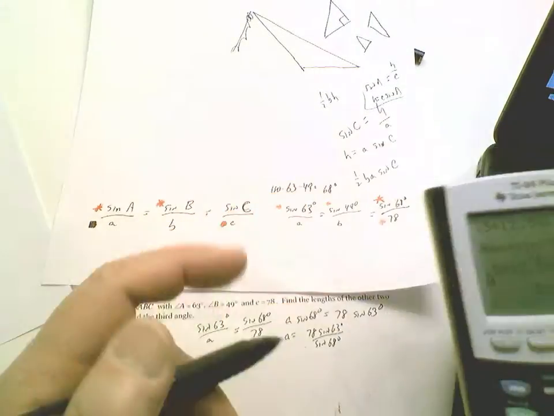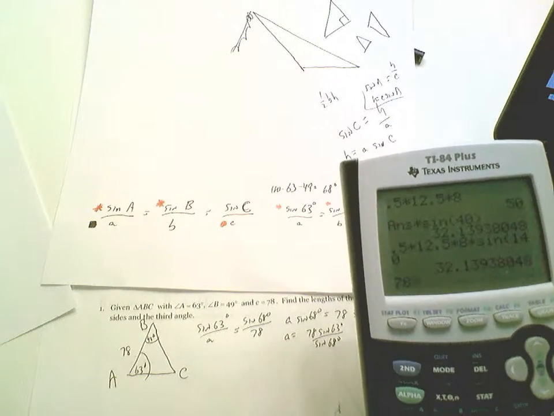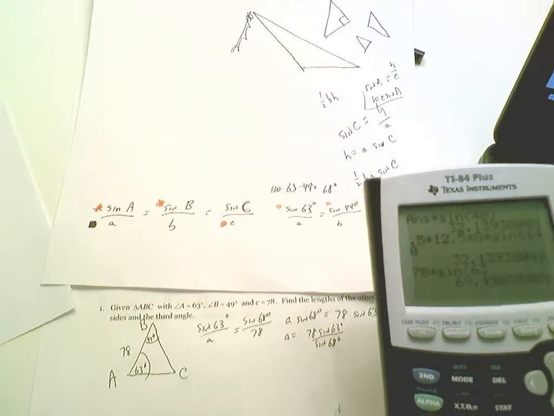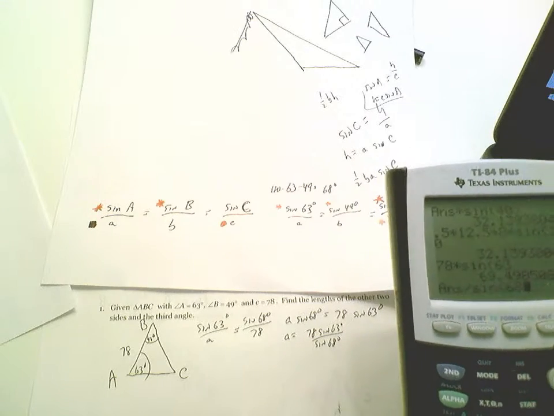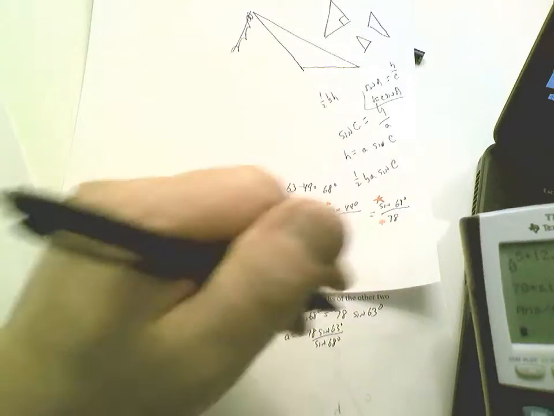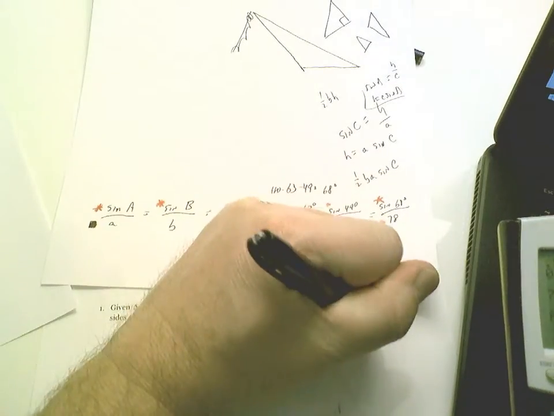Calculator on. 78 times the sine of 63. I'm going to just calculate that as an intermediate result, and I'm going to divide that by the sine of 68 degrees. I'm going to come up with 74.95. Let's just round that to 75.0. We'll go to one decimal spot.